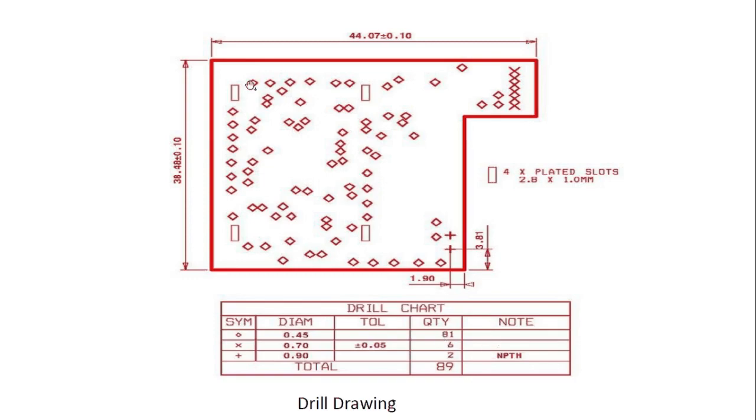On the board we can see a unique symbol has been used to signify its position on the board, and there is a drill chart which has a list of drill hole information along with its symbol and other information. Along with the drill drawing layer, we also provide NC drill in case of automatic drilling.